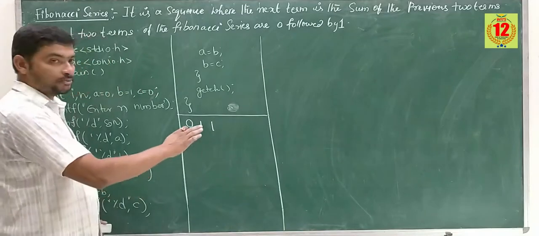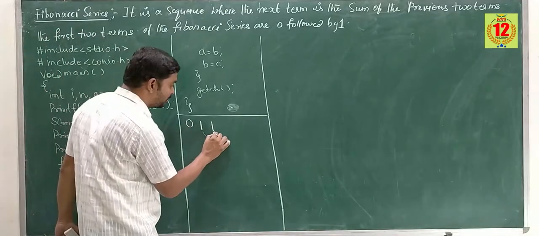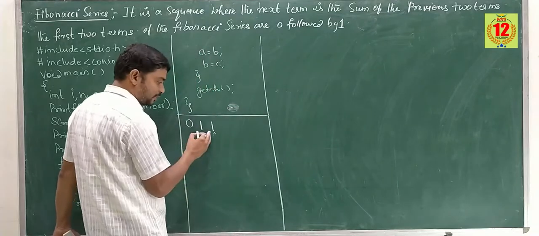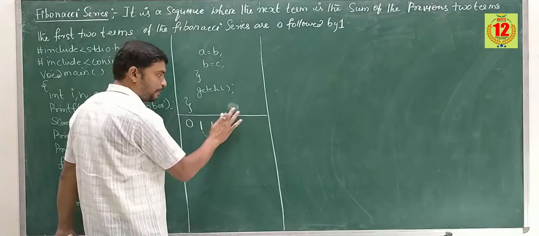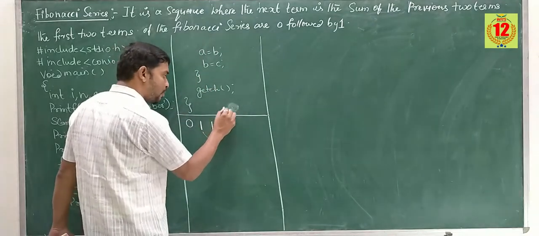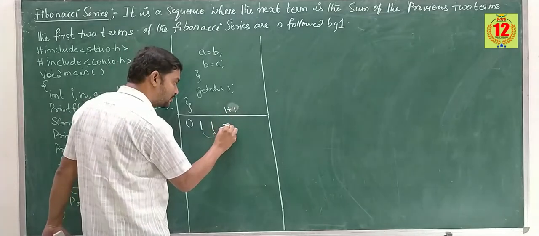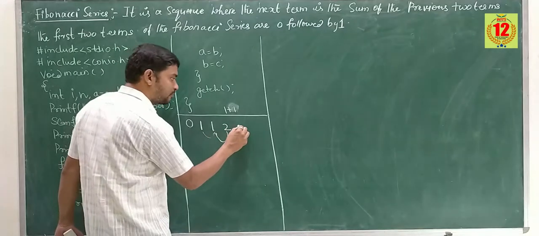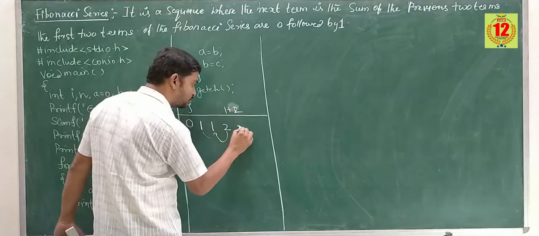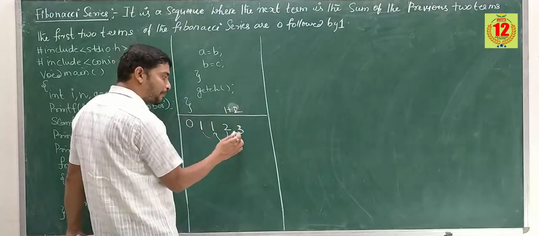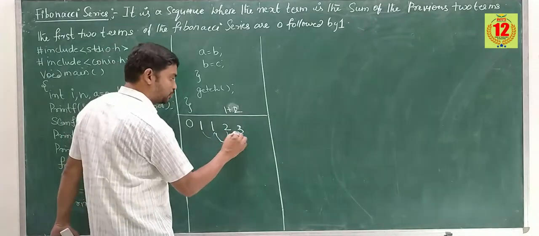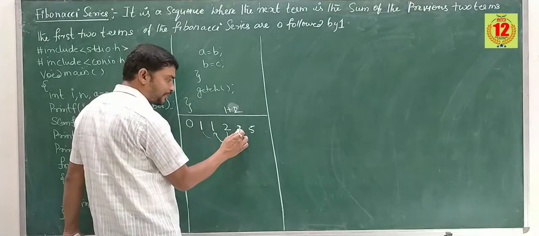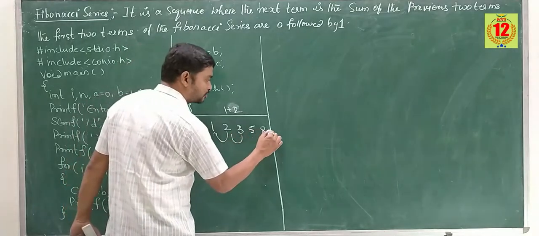Again, the next value is the sum of the previous two terms, 1 plus 1, which is equal to 2. Next value is the previous two terms, 1 plus 2, which is equal to 3. The next value is the previous two terms, 3 plus 2, which is equal to 5. The next value is 5 plus 3, which is equal to 8, and so on.